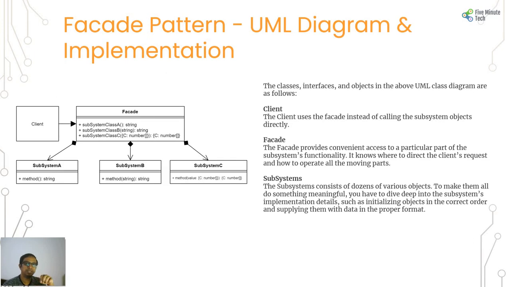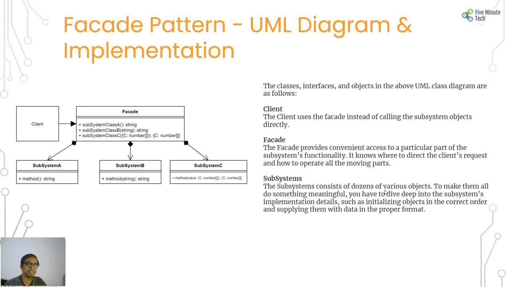The facade pattern UML diagram and implementation is on your screen. The first part is the client. The client uses the facade instead of calling the subsystem objects directly, and the facade internally has the implementations or the interfaces of the subsystems through which it can interact with different subsystems and get you the information which your system may require. The facade provides convenient access to a particular part of the subsystem's functionality. It knows where to direct the client's request and how to operate all the moving parts.